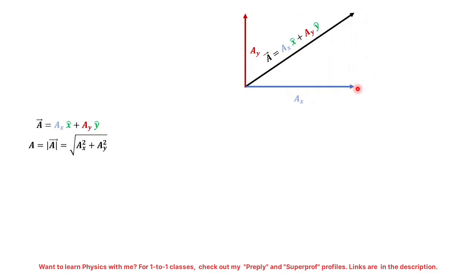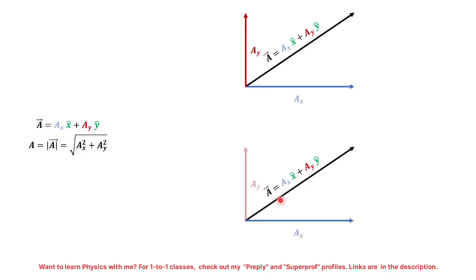So if I consider the vice versa, if I give you any vector A, then you can divide that into two components: one along the x-axis, another along the y-axis. This is basically the vector component, and you can write the overall vector as the sum of the vector components.